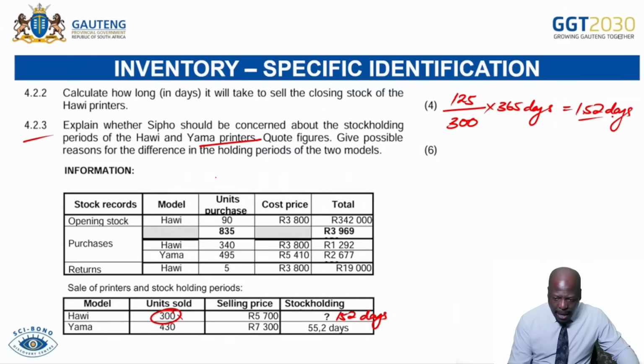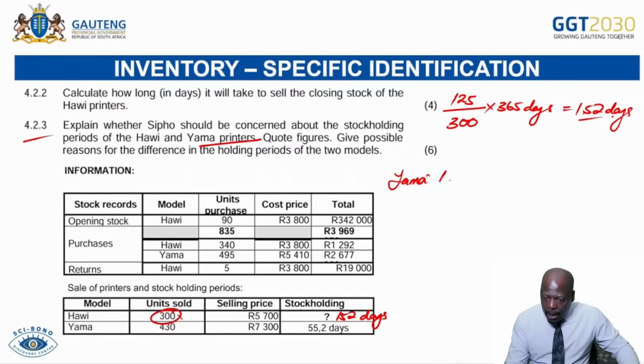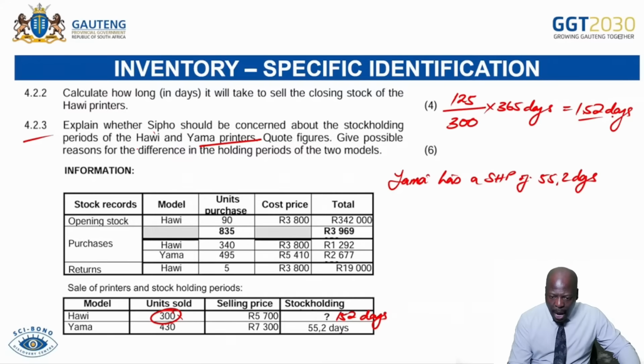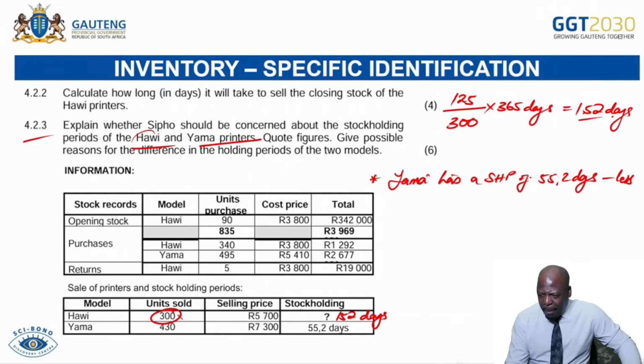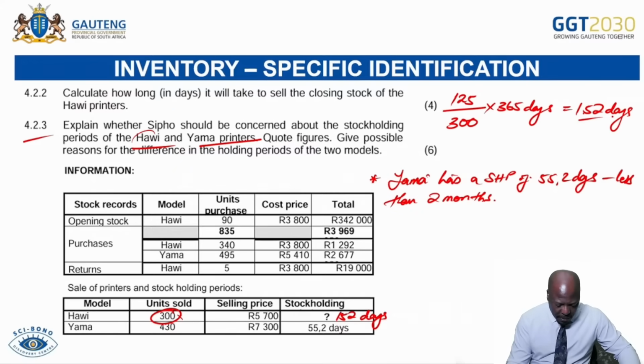So you will see that the Yama has a stock holding period of 55.2 days, because remember, we're commenting on both of them, the Howie and the Yama. If we begin with the Yama, we're saying the Yama has a stock holding period of 55.2 days. That's about 1 month and some days. This is less than 2 months.